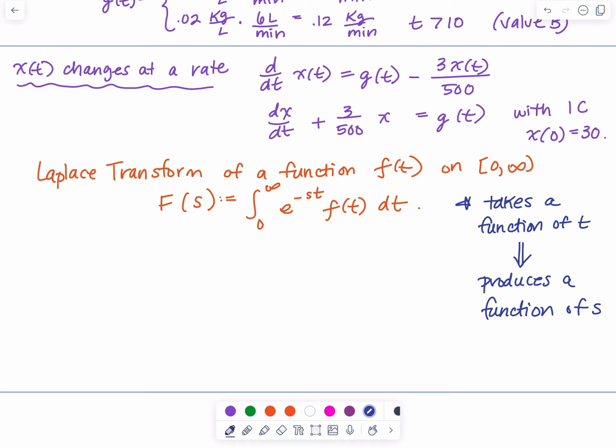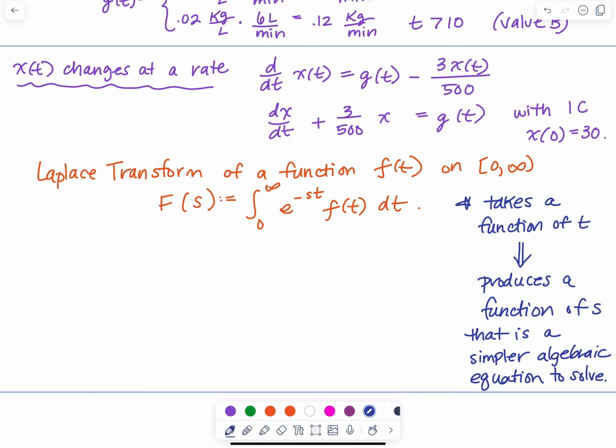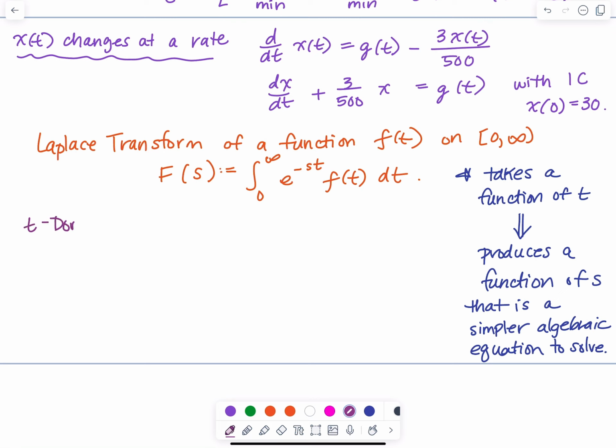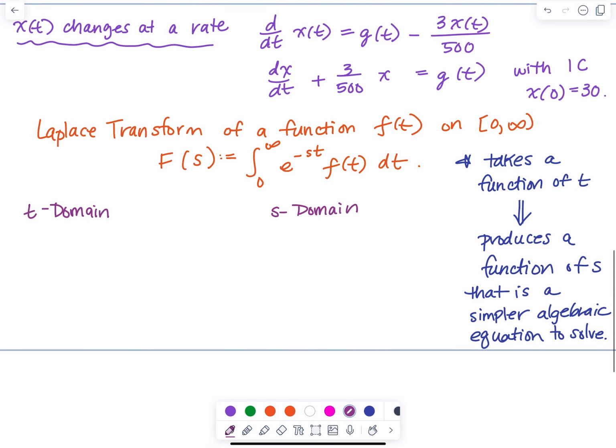And this is a much simpler algebraic equation to solve. So let's take a look at this. Here we have the t domain. And here, let's write what we have when our domain is S.